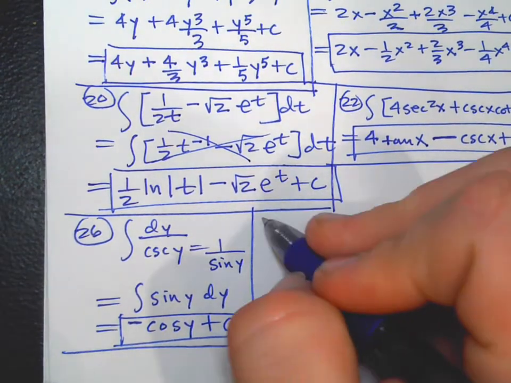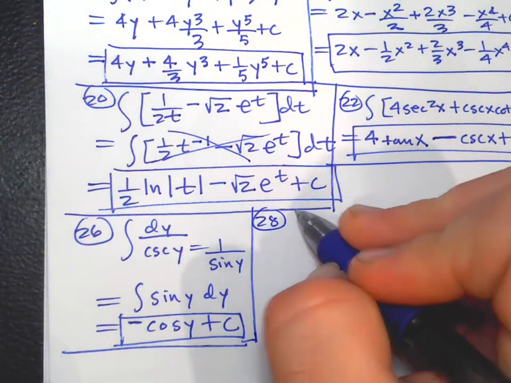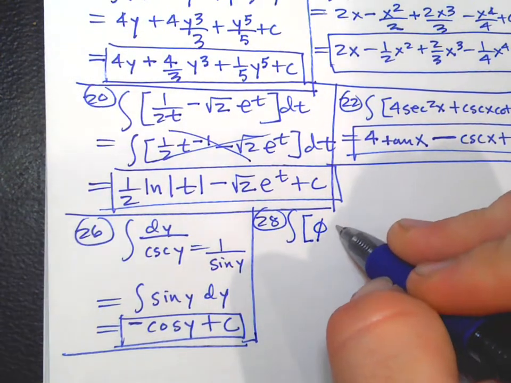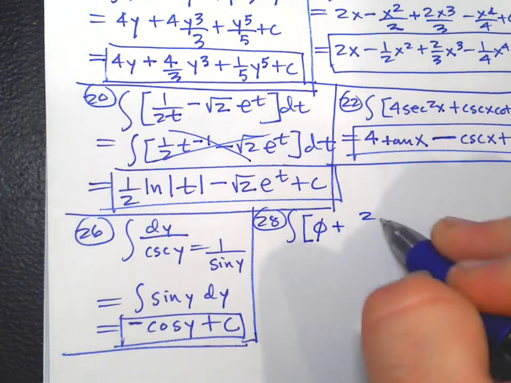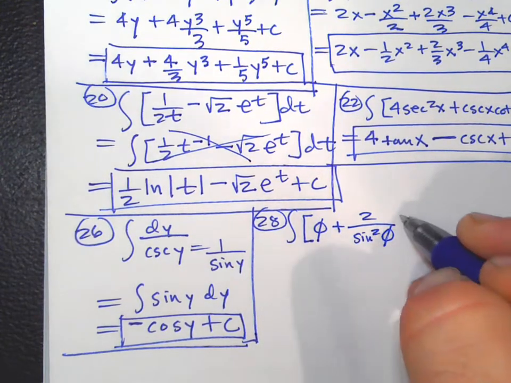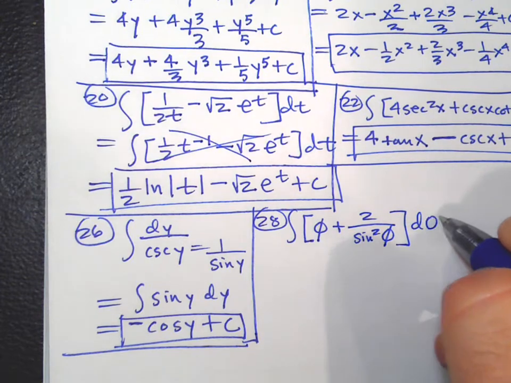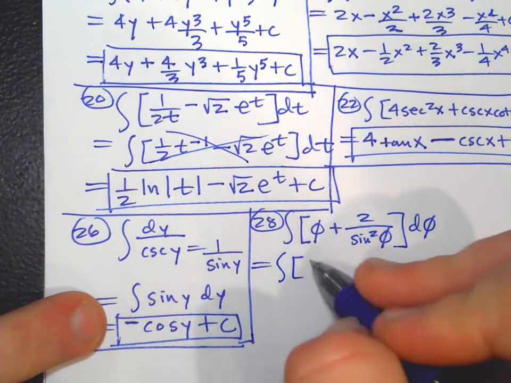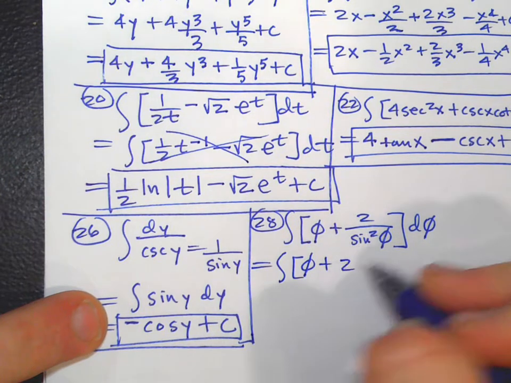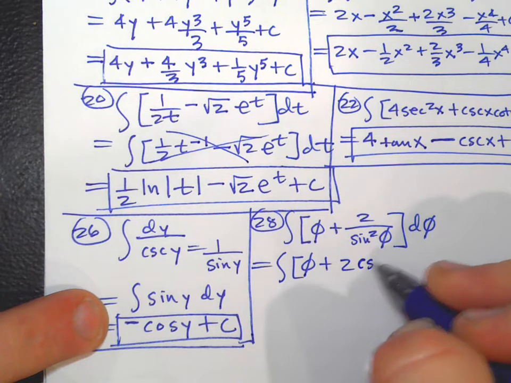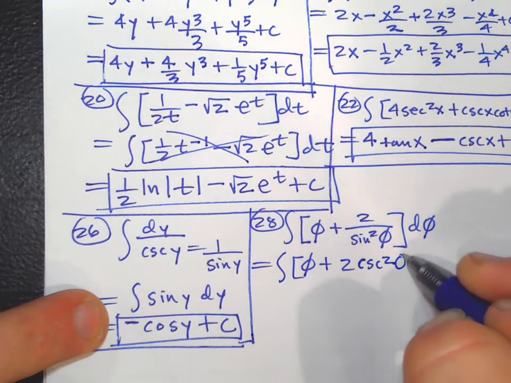Is that it? 28 is the integral of these weird Greek symbols. I forget what they are. Doesn't matter, but they should be in your answers. So I'm going to rewrite this as plus 2. 1 over sine squared would be cosecant squared, right?